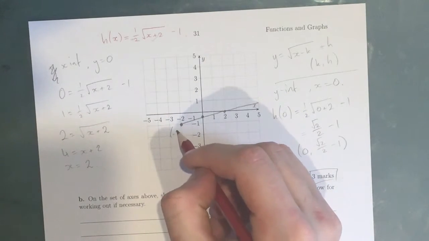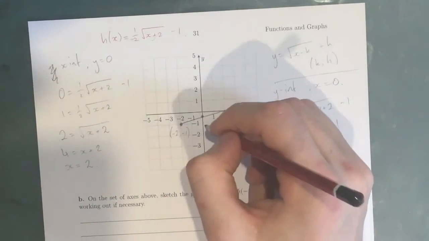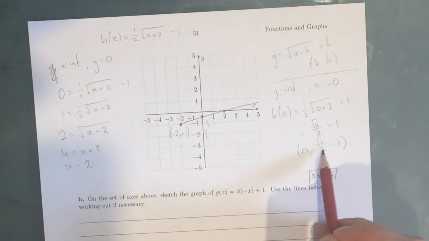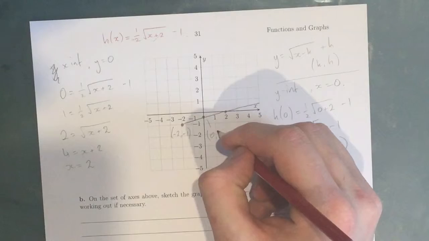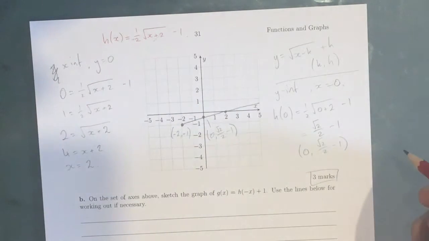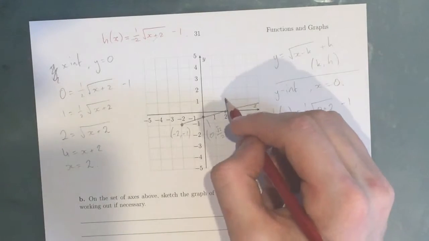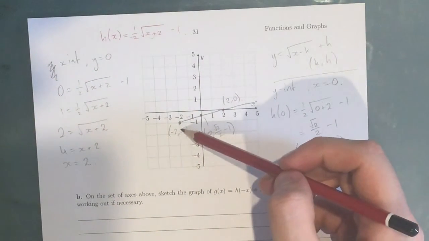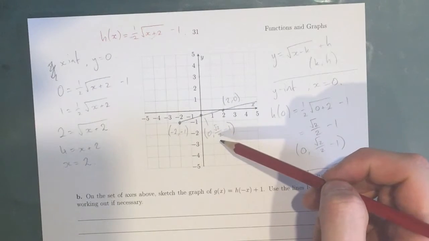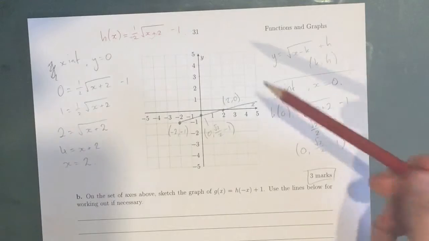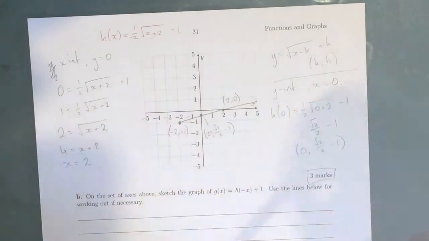So our endpoint is (-2, -1). Our y-intercept is, sorry, (0, root 2 on 2, take away 1). And our x-intercept is (2, 0). So now that we've labeled everything, we've got (-2, -1), (2, 0), and (0, root 2 on 2 take 1). And that's everything we need to do. So that is our graph of the square root function.